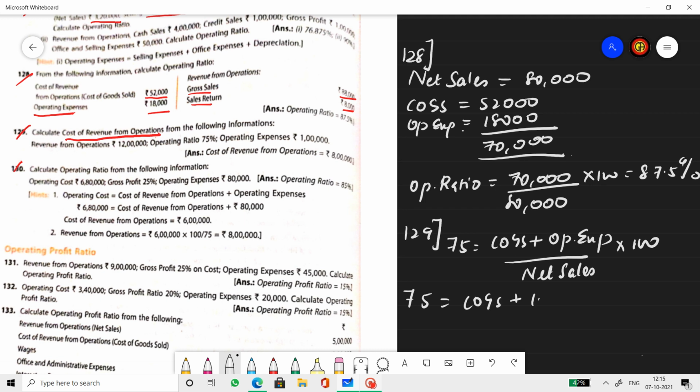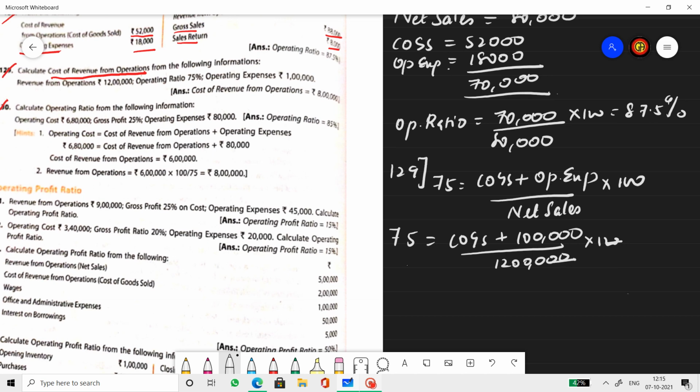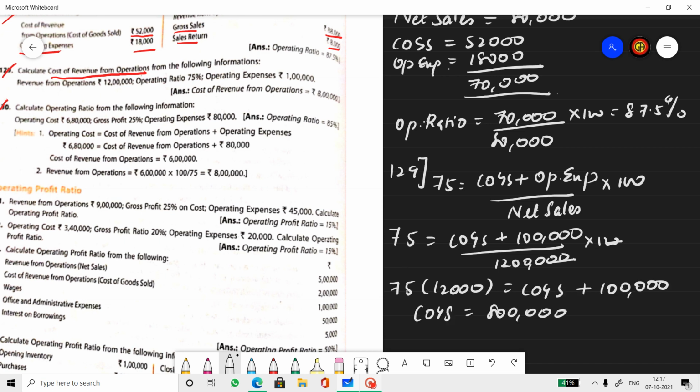Operating expenses is 1 lakh rupees. Net sales is 12 lakh into 100. Now find out the missing value. 2 zeros will get cancelled. 75 into 12,000 equals COGS plus 1 lakh. So after the calculation, we get cost of goods sold as 8 lakh rupees, which is the answer given in the question, as you can see here.